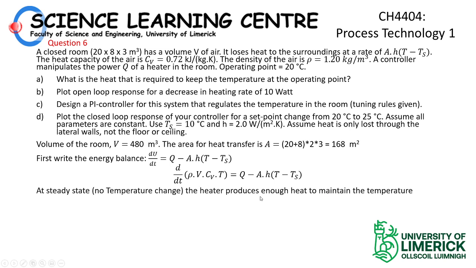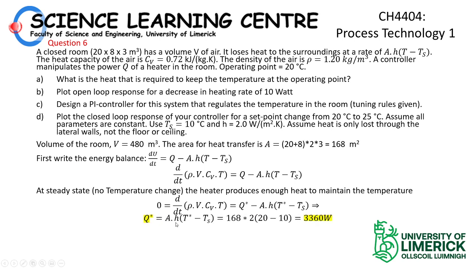At steady state, there is no difference in this term, so this would clear out, and becomes equal to 0. And because we're talking about steady state, now Q is called Q star, the steady state heat input, and T star is the steady state temperature. Hence, Q star is equal to AH(T star minus TS), and that is 3,360 watts. So that's part A of this question.